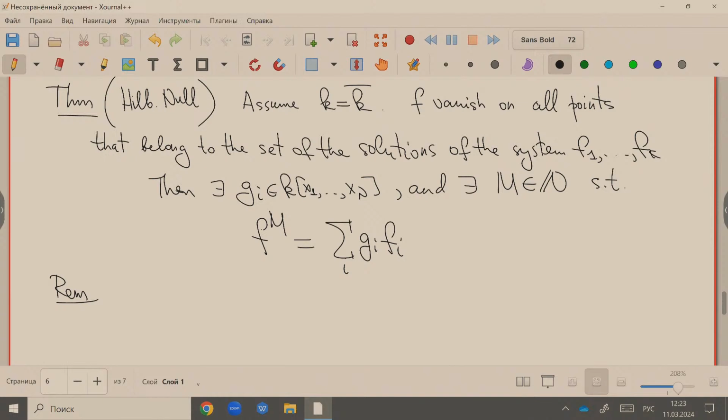So this justifies why we have introduced the radical, yeah? Just because if F vanishes on the set V of I, then we do not say that F belongs to I, but F belongs to the radical of I.